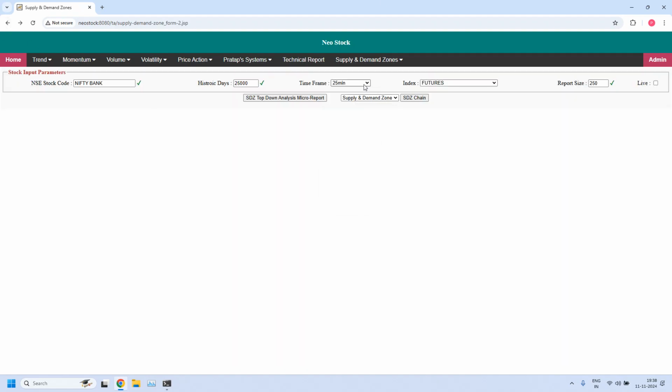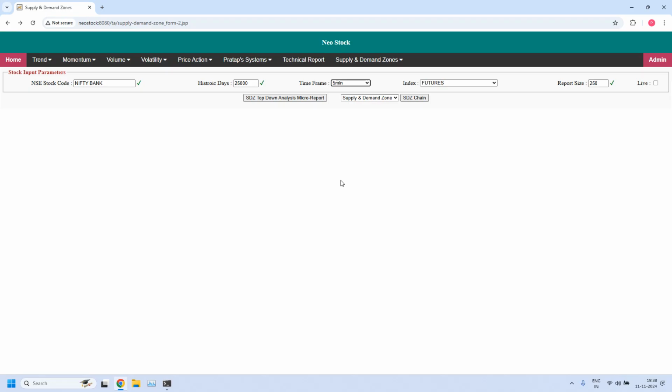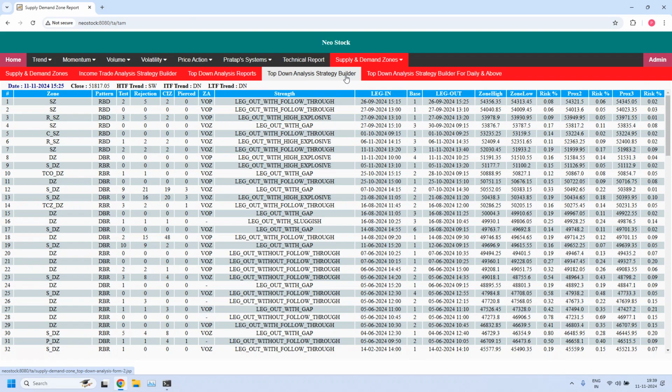Next time frame is 15 minutes. 15 minutes supply demand zone chain for Bank Nifty. And the last time frame is 5 minutes, generating 5 minutes supply demand zone chain for Bank Nifty. So this is about Bank Nifty supply demand zone chain. Next, we will generate bullish and bearish trade setups for monthly, weekly and daily income trades.